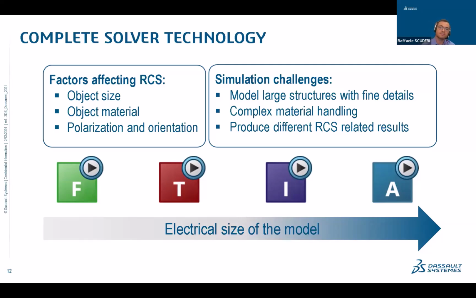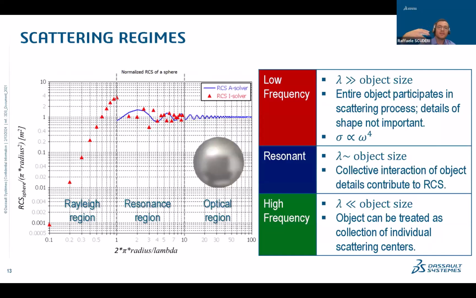And this is the very classical plot, which shows us the different scattering regimes, the Rayleigh region, resonant region, optical region, okay? And here we are just looking at the scattering behavior of a sphere, and you can clearly see this sort of convergence when the frequency becomes very, very high and the model becomes big with respect to lambda.